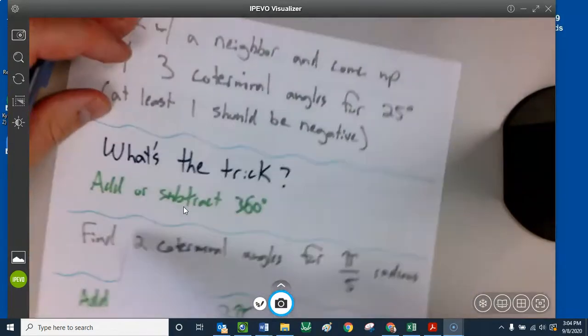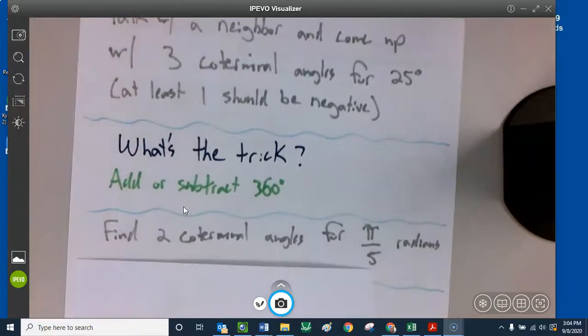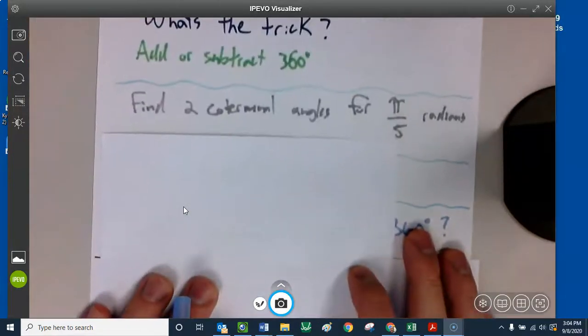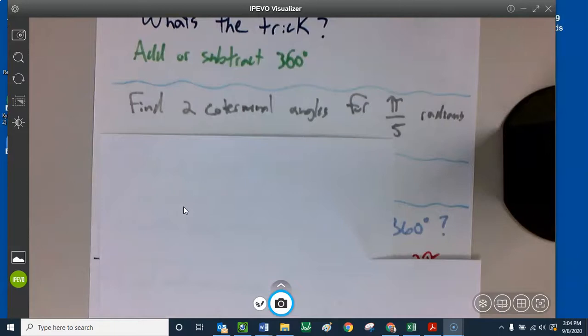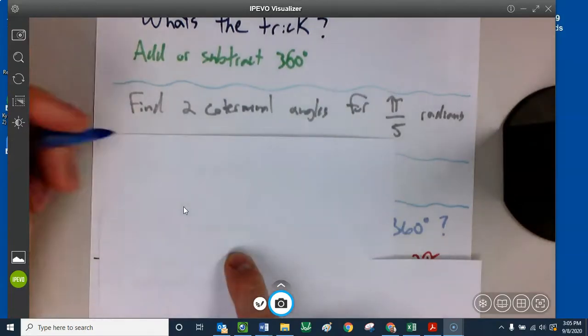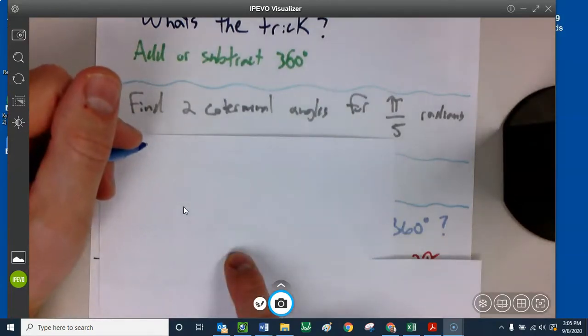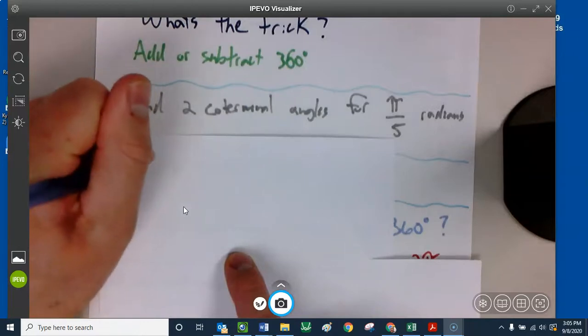The next one is going to be find 2 coterminal angles for pi over 5 radians. So we're not talking degrees anymore, but that's okay. We know the translation. I want to be able to find 2 coterminal angles for pi over 5 radians. Okay? Well, if the trick was to add or subtract 360 when it's in degrees, the trick here is going to be to add or subtract 2 pi, because we know 2 pi is the same as 360. That was our big aha from our first video.